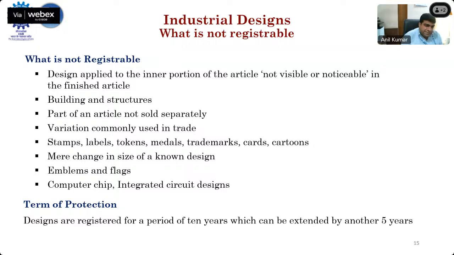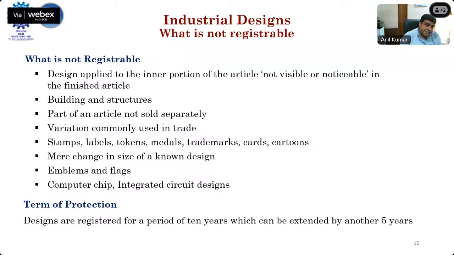Okay, so as we discussed, in case there is something inherent in an article, if we talk about a watch, the physical appearance of a watch can be registered under industrial design. But in case there is a part within that watch which can't be seen from outside, and it also has some kind of visual appeal, but that is not visible from the finished article, then those things are not registered under industrial designs. It has to be the outer appearance of the watch that is registrable, not the part which is inside the watch.